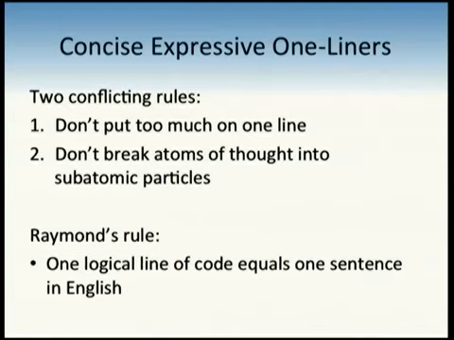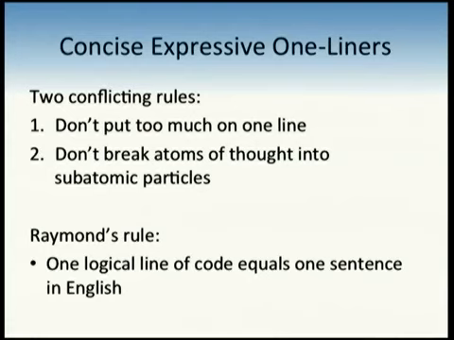All right, so concise, expressive one-liners. This is the very last one, but it's an interesting thought. When people first come to Python, we teach, don't put too much stuff on one line. There's an infinite amount of vertical space available to you in your code. Take advantage of that. On the other hand, don't take single units of thought and break them into subatomic particles. It actually makes your code harder to understand. I understand every single line, but do you understand the gestalt of that?